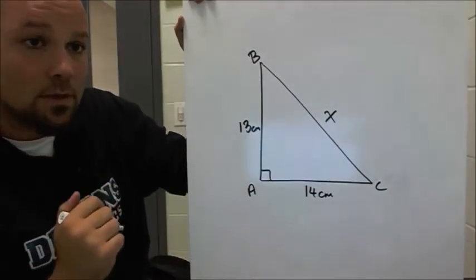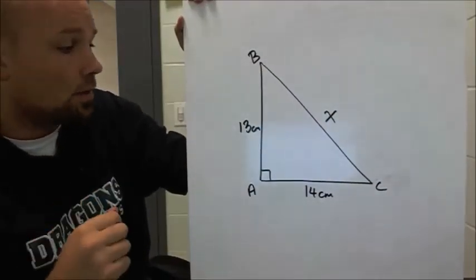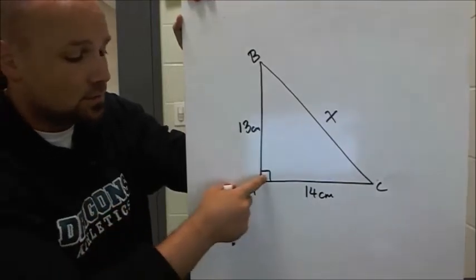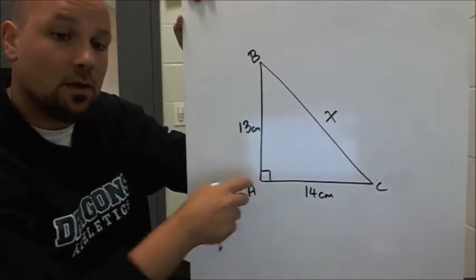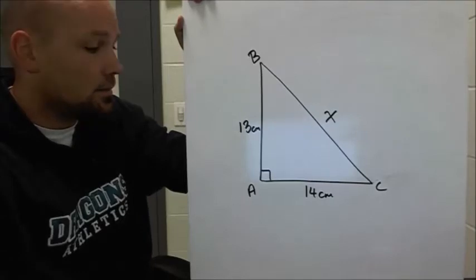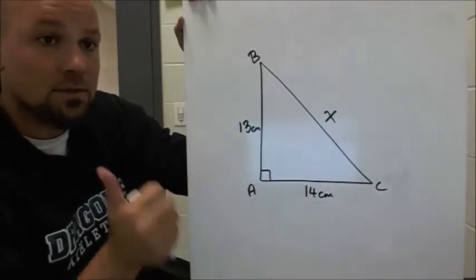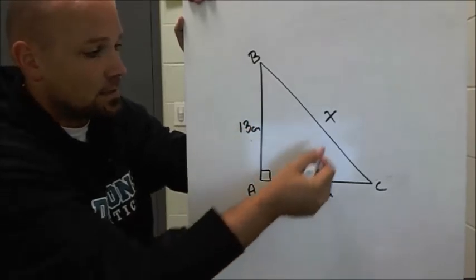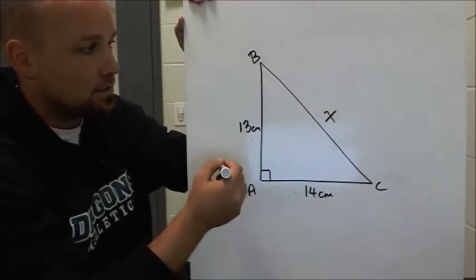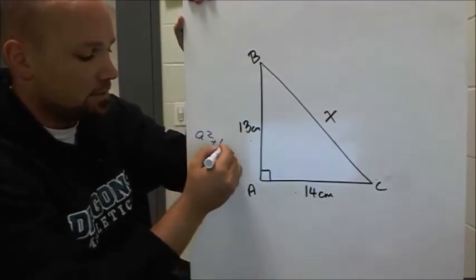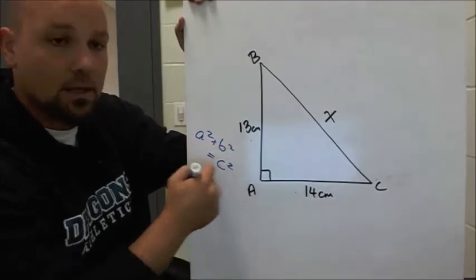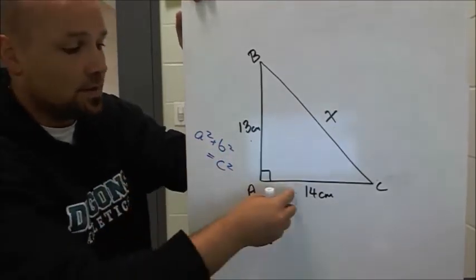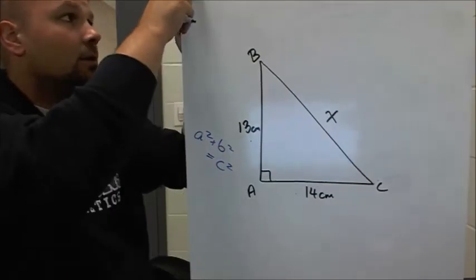Next, this one: right angle triangle or not? Well, it's got a little square here, so it's definitely a right angle triangle. Now, can I use the Pythagorean theorem or do I need to use SohCahToa? Well, I have two sides and I'm looking for the third side. So that's just a squared plus b squared is equal to c squared. That's Pythagorean theorem. If I know two sides and I'm missing a third one, Pythagorean theorem.